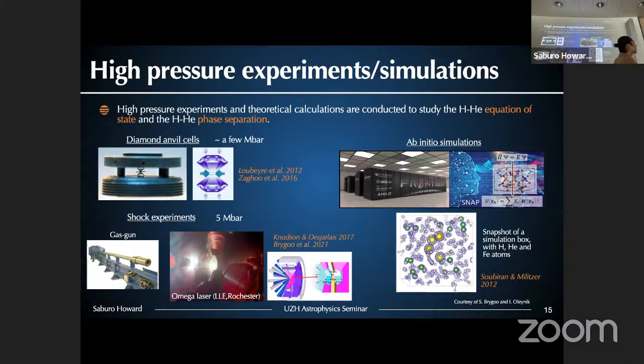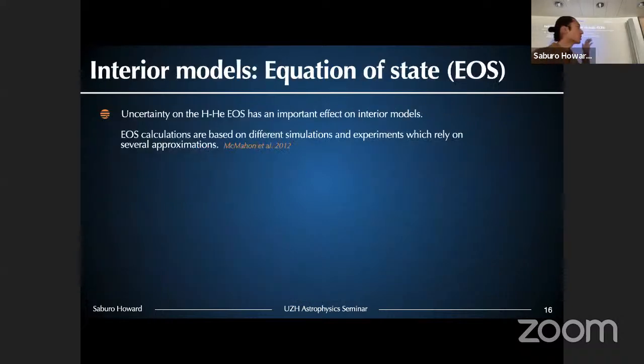And here at the Institute, we have Guglielmo and Cesare, who are currently working on those calculations of hydrogen at high pressure. So the equation of state is really a key ingredient in those interior models. And you'll see that it is still an important source of uncertainty.